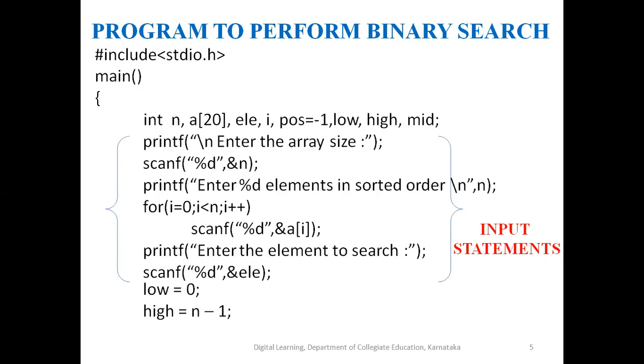Now, let us see the program for binary search. We have the variables here: n, which is used to read the number of elements in the list, and a is the array of size 20, and ELE is the search element. i is used for looping purposes and keeps track of the count. pos is initialized as -1. Low and high identify the positions of the first and the last element in the list, and mid identifies the position of the middle element in the list.